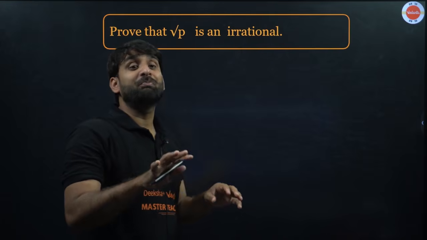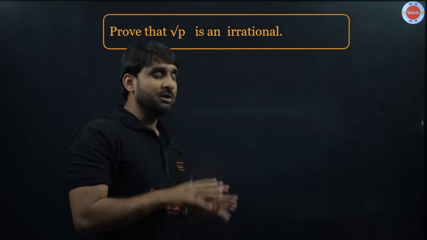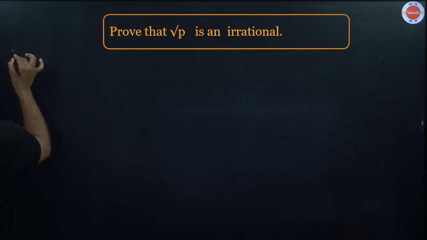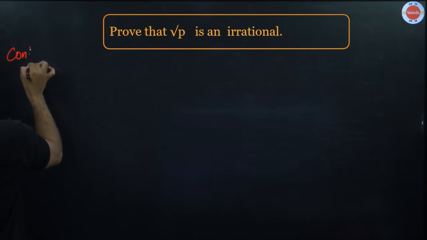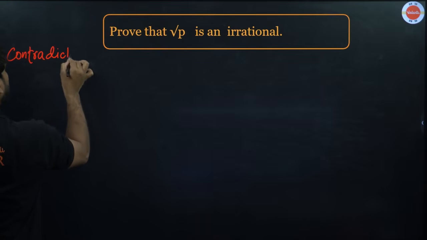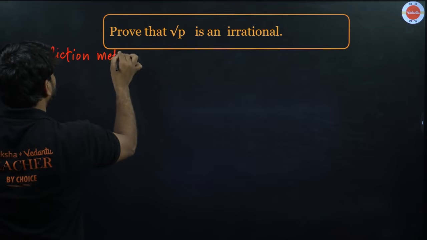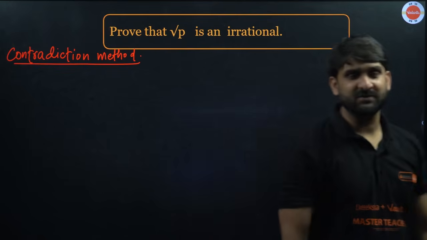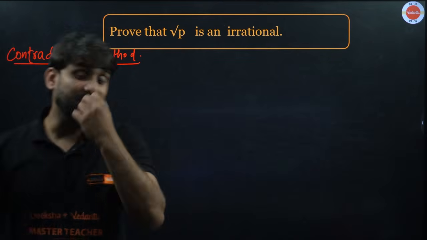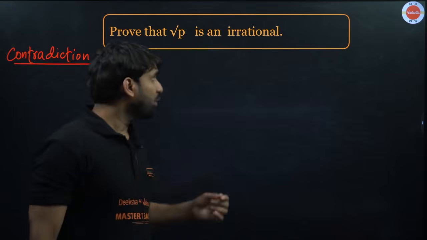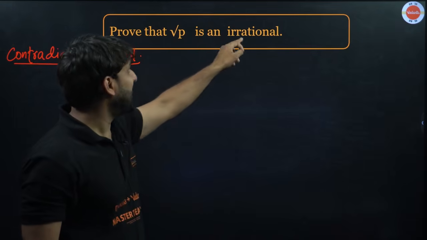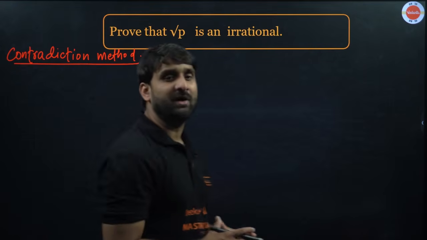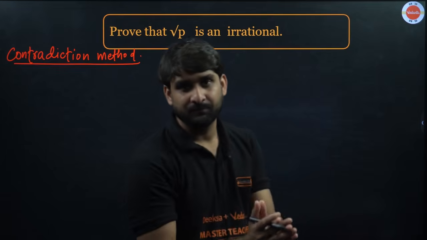Prove that root P is an irrational number. So my dear champion, whenever such a question comes up in front of you, we always use the contradiction method. So what is this contradiction? This is the contradiction method. We also call this the assumption method. So when we want to prove root 5 as an irrational number, we will be assuming root 5 as a rational number. So that is the reason why this is also called the assumption method.